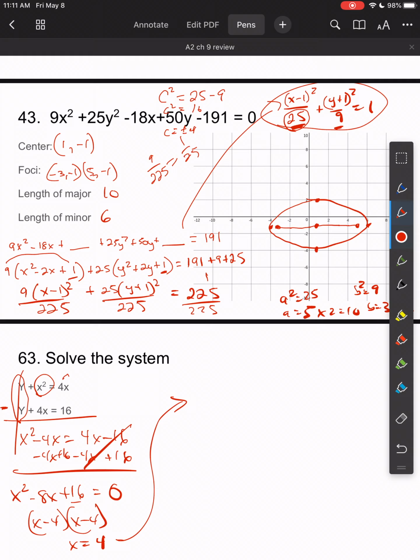So I'm going to plug that back in. So I have y plus 4 times 4 equals 16. Therefore, y is equal to, I'm going to subtract 16 from both sides, 0. So my solution to this system is 4, 0.